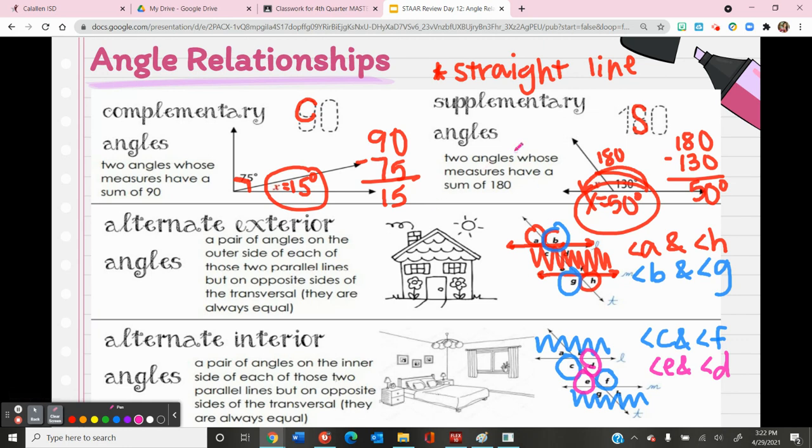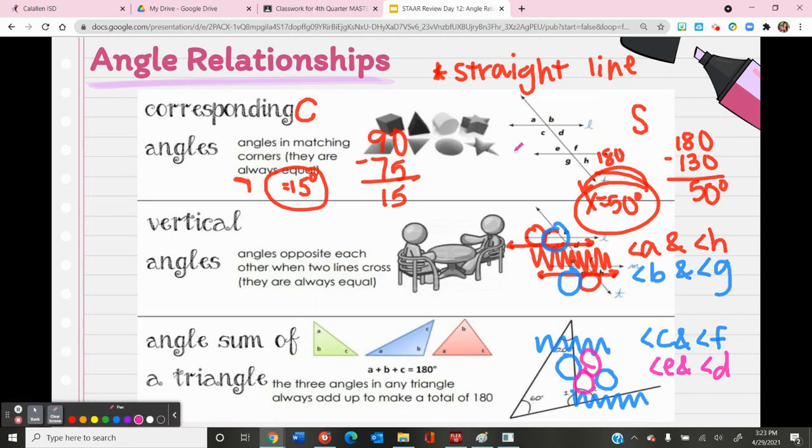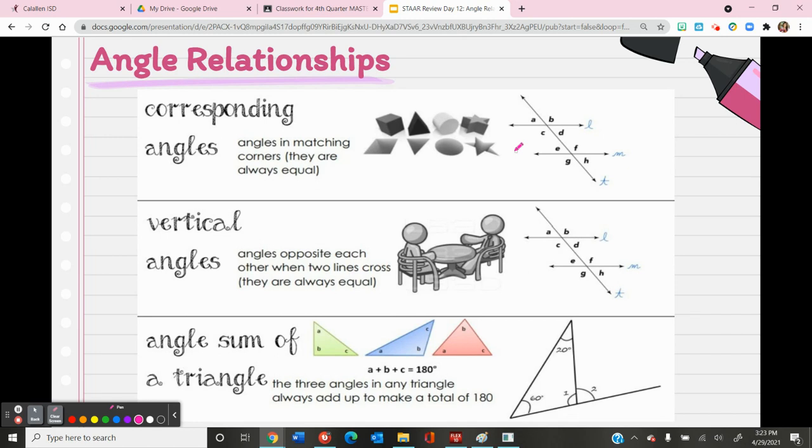Okay, so now we're going to go ahead and move on. So now we're going to talk about corresponding angles. Corresponding angles are angles in matching corners. They are always equal. So here I have my two parallel lines. They're cut by the transversal. So that means that they are in the same position on their respective parallel lines.